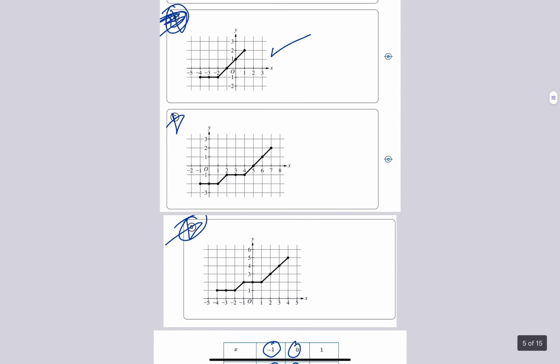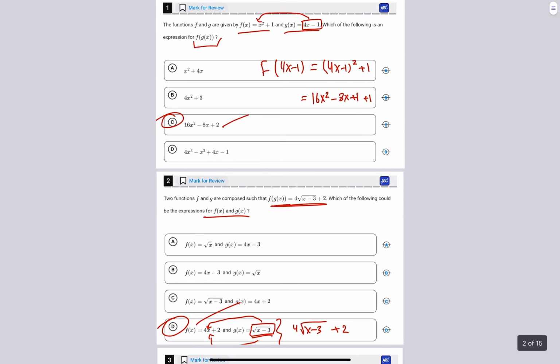Okay, that's pretty much it for this one. Just gonna charge my battery really quick, and then we can do logarithmic functions.